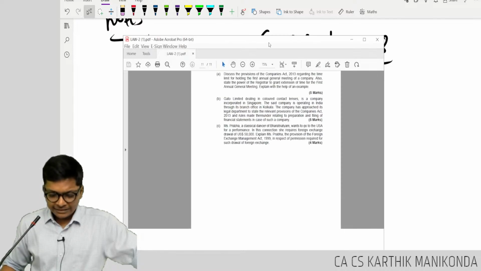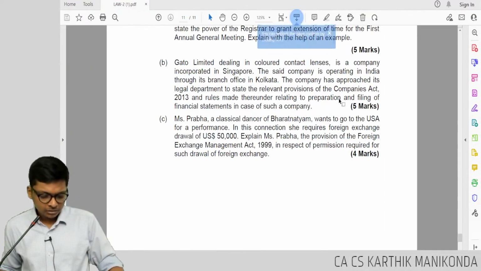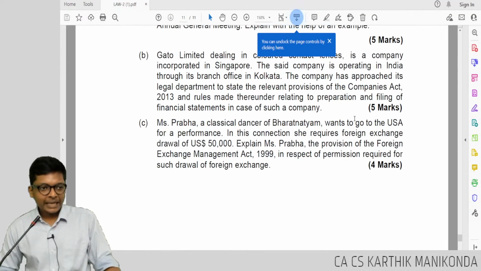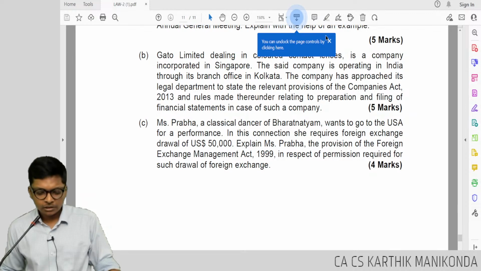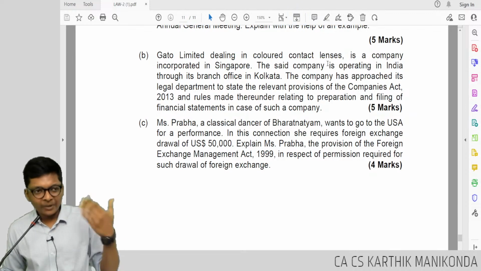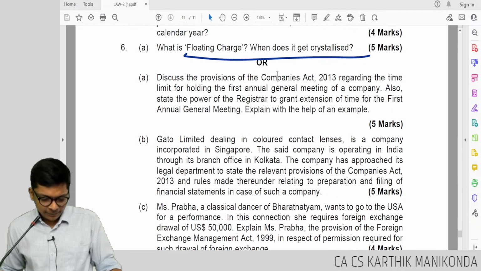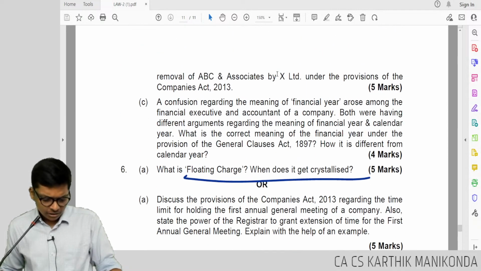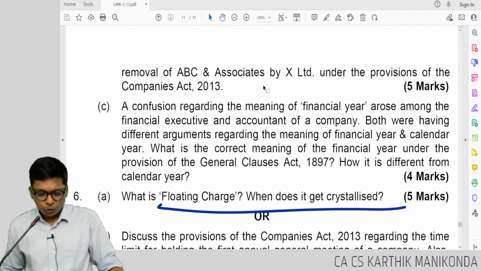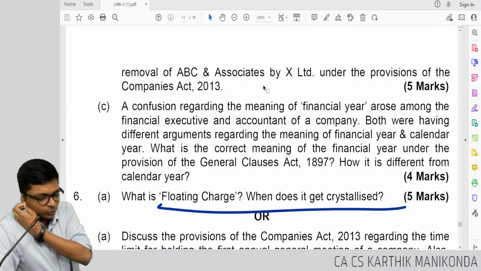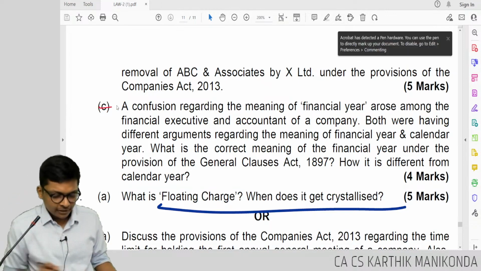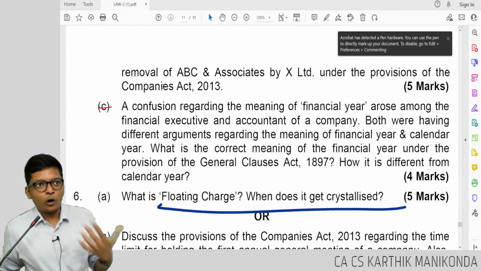Okay, this is the latest MTP of May 24 exams. For those who are in November, again we will redo it. Okay, so I'm just trying to find LLP related questions. Look at these questions. Okay, nobody has studied this. If you have already studied, look at point C. I want to just see how many of you remember.